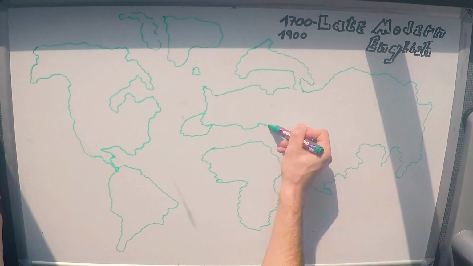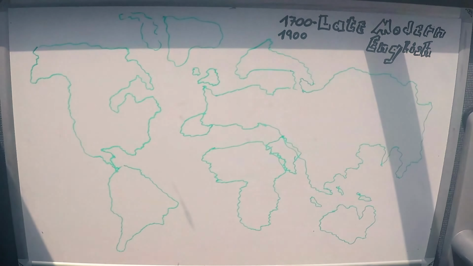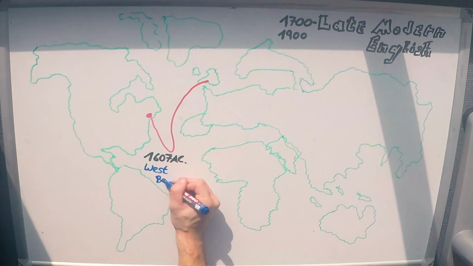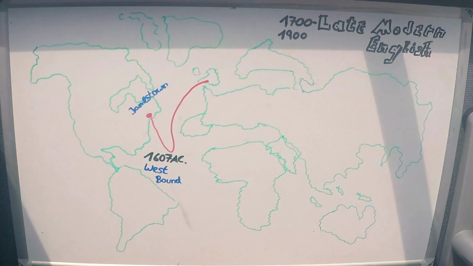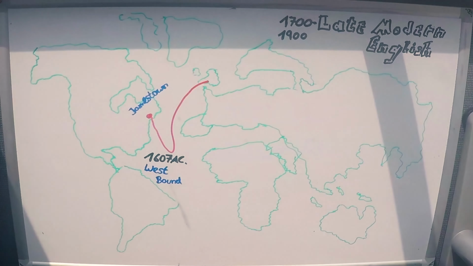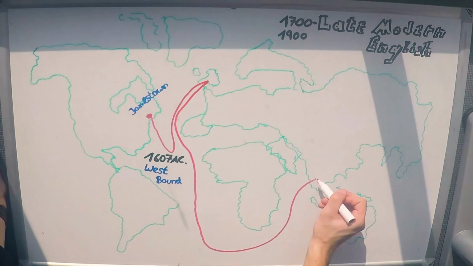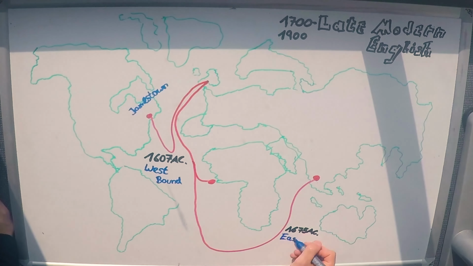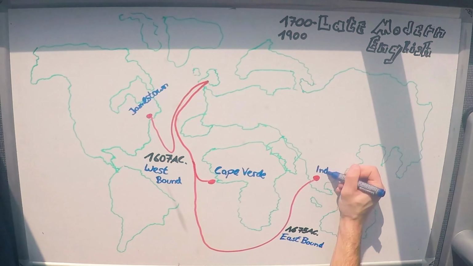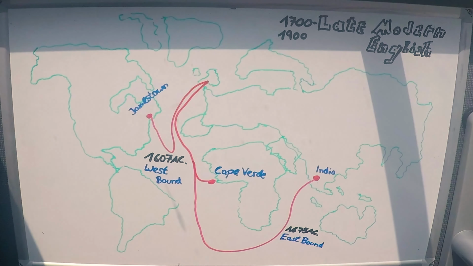The first one in 1607 was what we call westbound, and landed in Jamestown, USA, where the British settled, explored, and exploited all they wanted. The second one in 1675 we call eastbound, as it landed in both India and Africa, where in good old English fashion they traded, settled, explored, and, you may have guessed it, exploited the locals and natives even more.